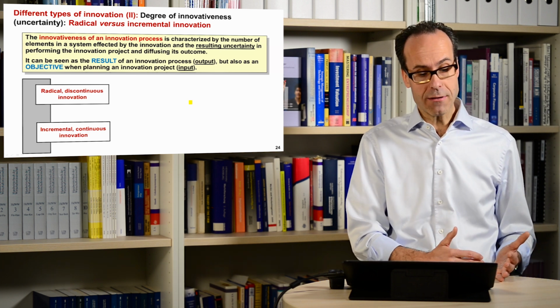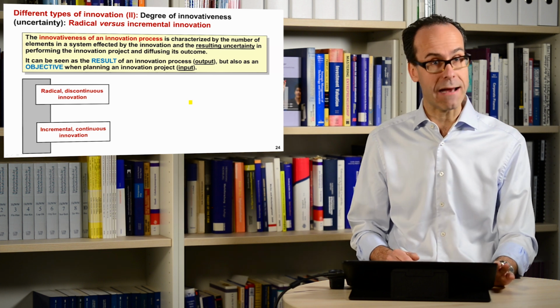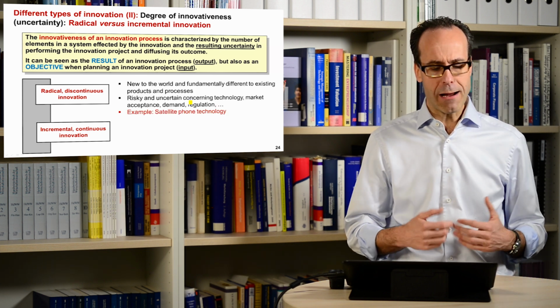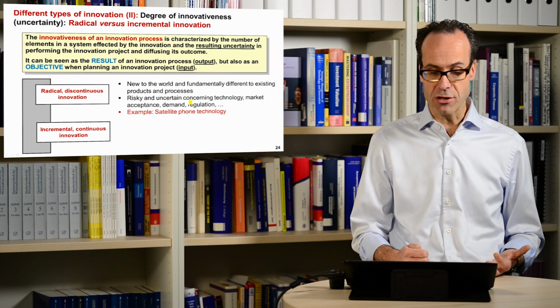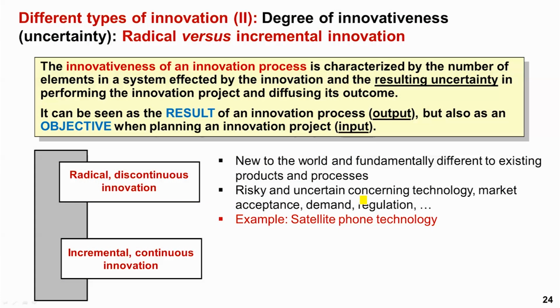If we look at the outcome, we really distinguish these two main kinds of innovation. So radical discontinuous innovations are those that are often new to the world and fundamentally different to existing products or processes.